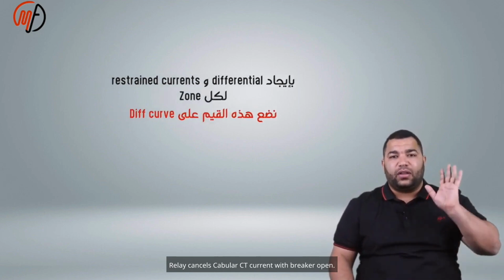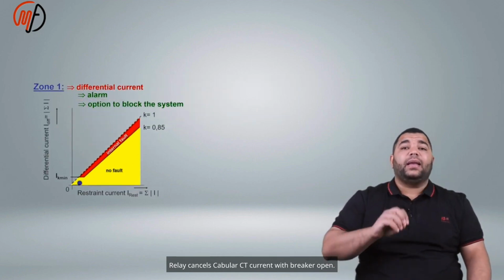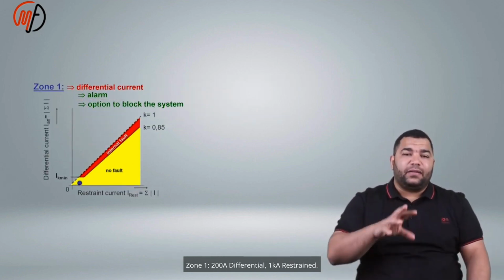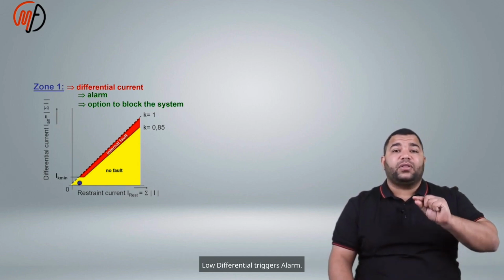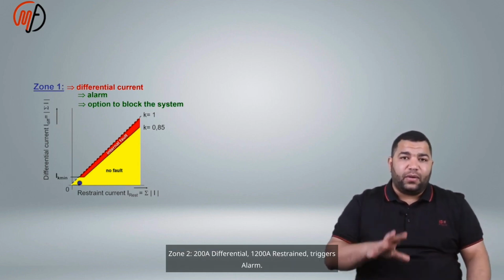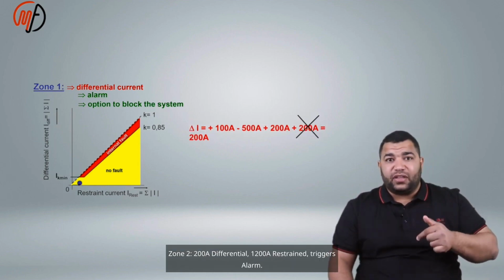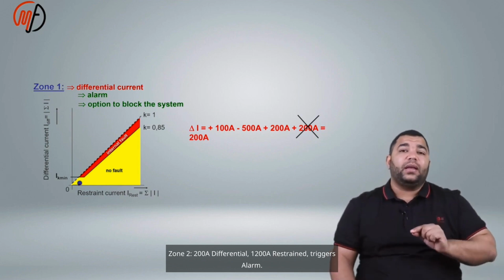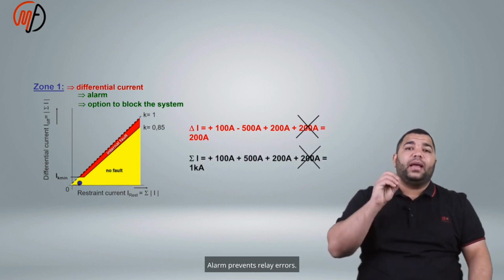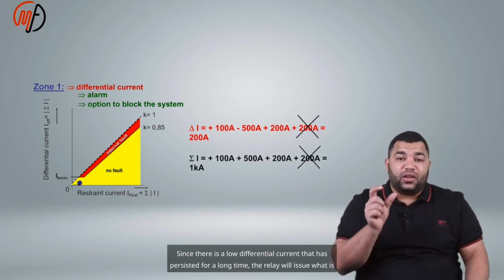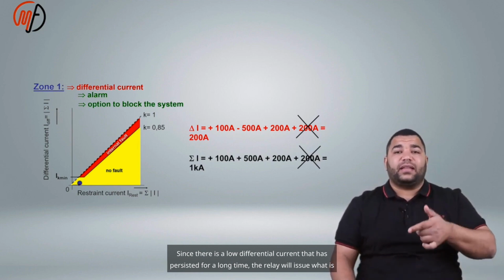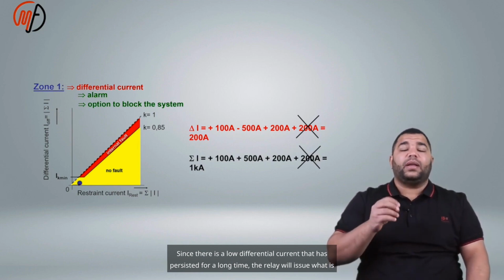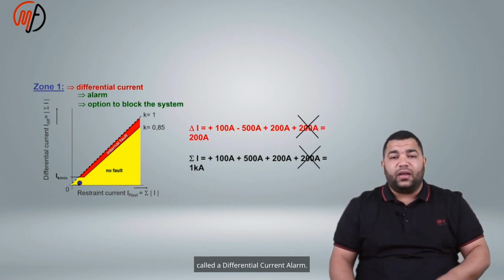Zone 1: 200A differential, 1kA restrained. A low differential triggers an alarm. Since there is a low differential current that has persisted for a long time, the relay will issue what is called a differential current alarm. Zone 2: 200A differential, 1200A restrained, also triggers an alarm. The alarm prevents relay errors.